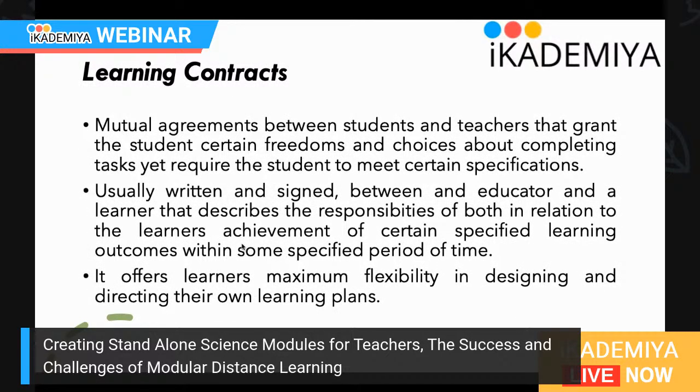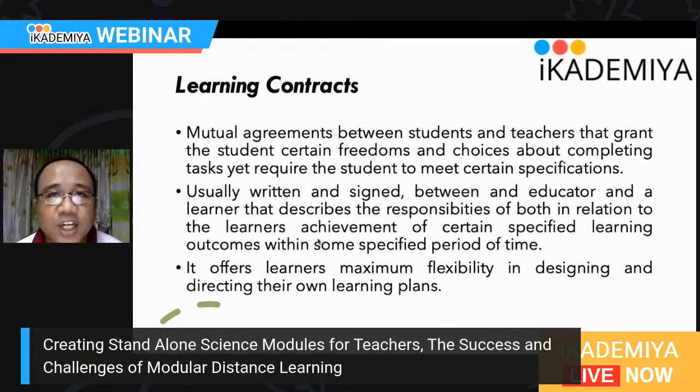Now, before you present or give the module, take note, fellow teachers, you must first create learning contracts. When you say learning contracts, these are documents wherein you lay down your expectations, the students lay down their expectations there, and you meet at some point. Because this contract will give the students and the teachers certain freedom and choices, or tasks that the students will meet at certain specifications.